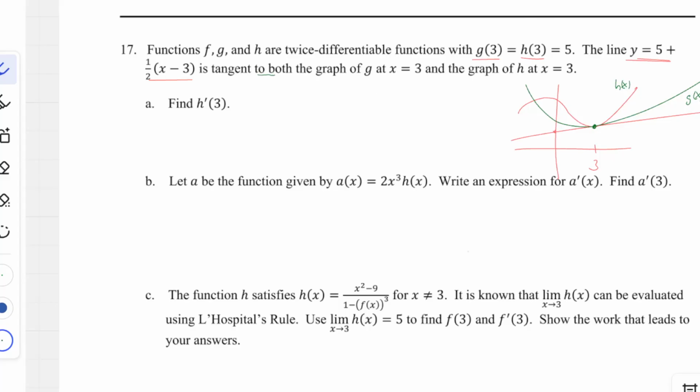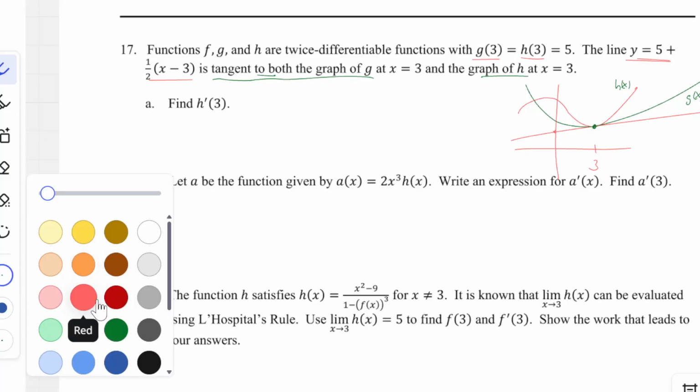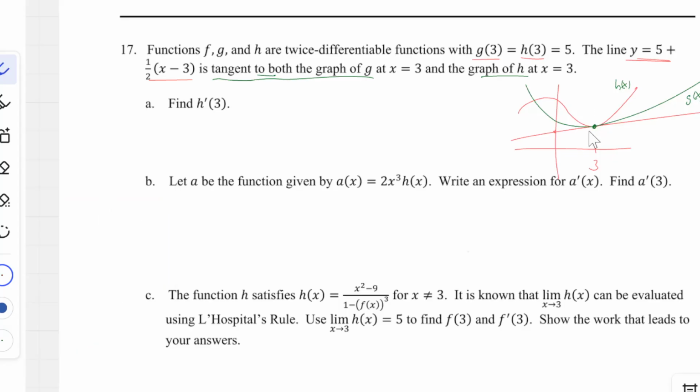They just say that the two graphs are both tangent, and the graph of h. So that's most of the battle, just interpreting what they're even talking about. Since both graphs are tangent there, that means the slope on either graph is equal to the slope of the line, which is 1/2.